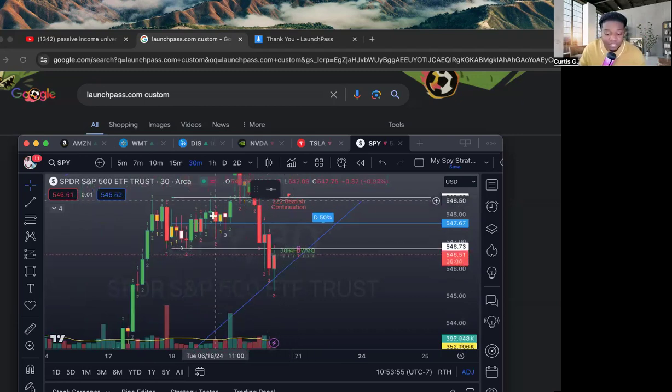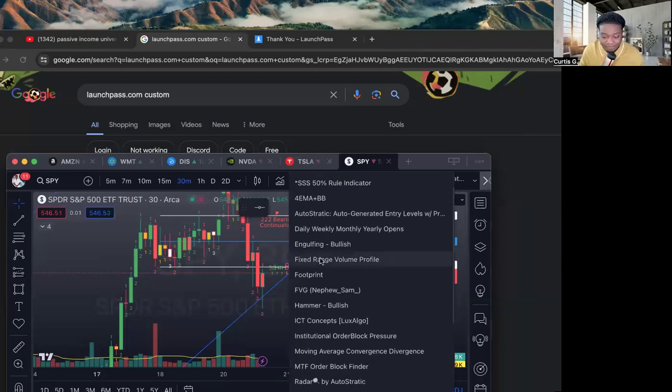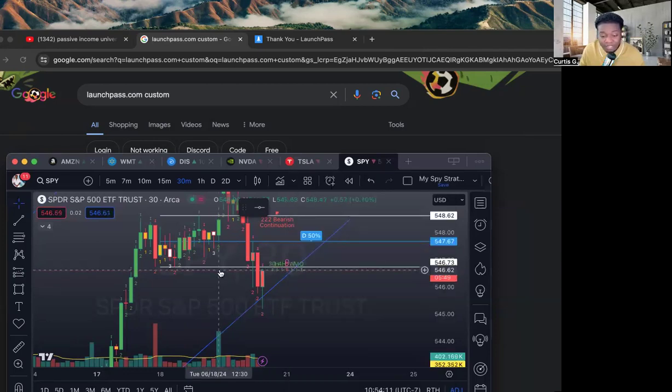Now, this is one of the indicators that I use on an everyday basis. And so I'll show you guys what it is. The one that I use on an everyday basis is this one right here, the SSS 50% rule indicator. And what this does is it automatically marks out the previous day low, the previous day 50%, so what was right in the middle, and then it marks out the previous day high. The reason why I use this indicator on a daily basis is because at some point during the day, the market is going to respect that level.